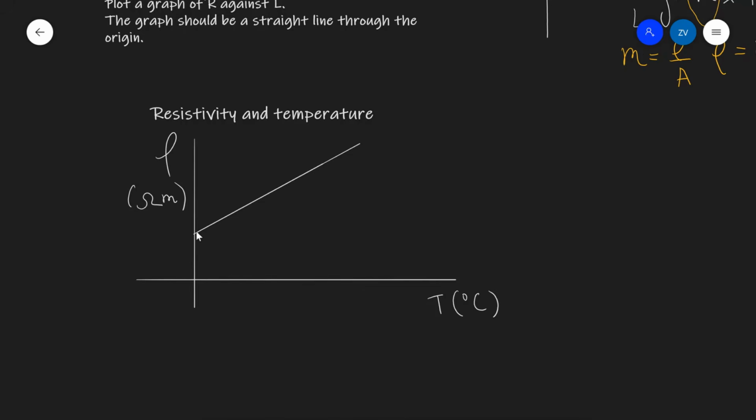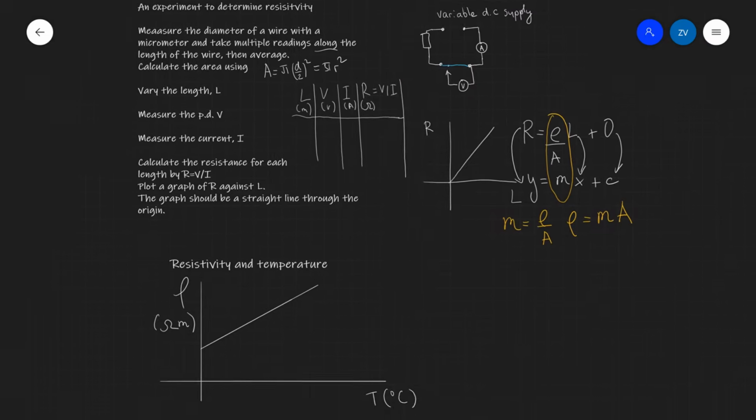Additionally, you're going to notice that the y-intercept is non-zero. The reason for that is simply because the material will still have some resistance at 0 degrees Celsius. If it didn't, we'd be able to have no resistance if we put a wire in a fridge or on a cold day. Okay guys, we've revised quite a lot of materials so far.